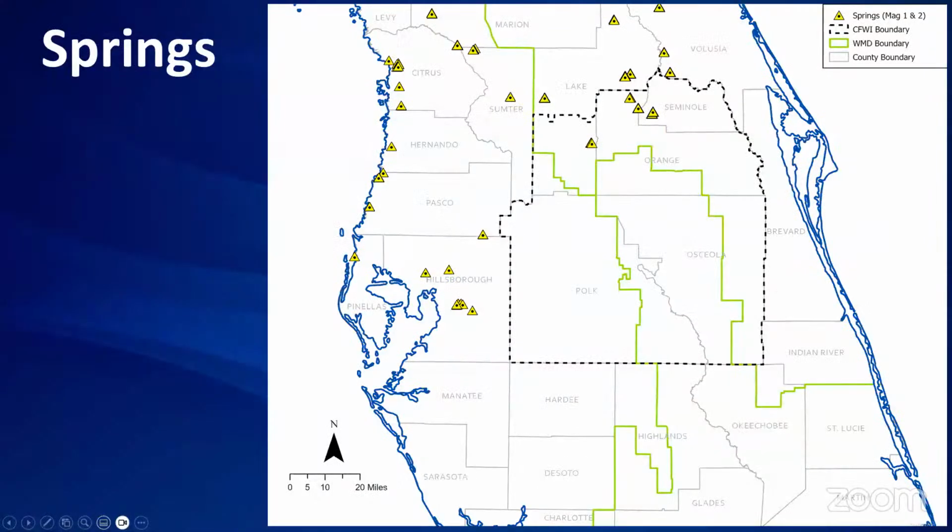So in addition to lakes and wetlands, we also have springs. And these yellow triangles with the black dot in the center of them, those represent the locations where we have major springs, magnitude 1 and 2, within the CFWI planning region, and also the rest of peninsular Florida. And we can see there are several of those springs that we need to be protective of as we go through this planning process.